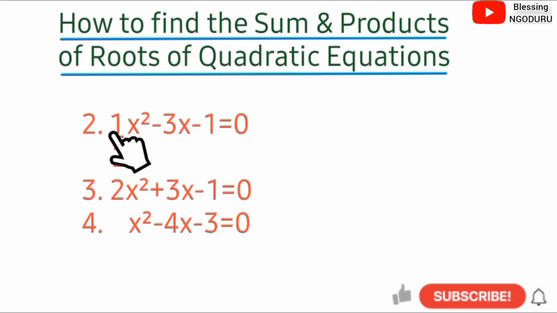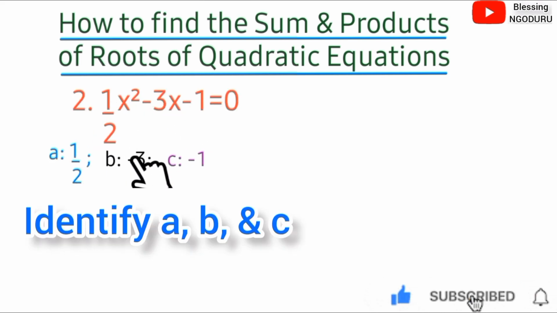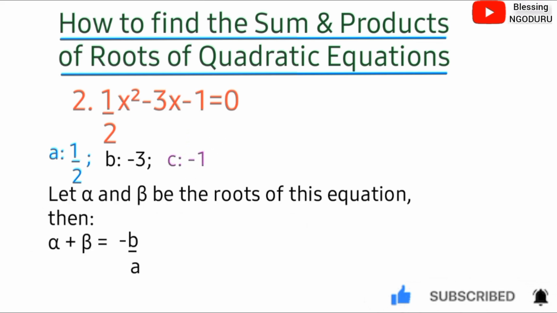Now, let's proceed to answering question number 2. Let's identify A, B, and C. A is 1 over 2, B is -3, while C is -1. Let alpha beta be the roots of this equation. Then the sum of roots of this equation is alpha plus beta. Formula to calculate the sum of roots of this equation is -b over A.